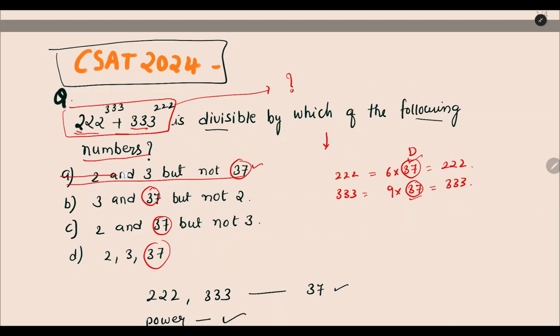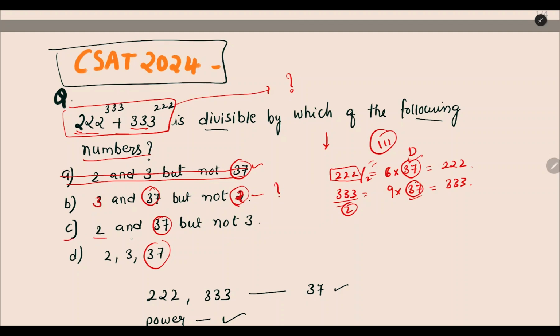So we can eliminate this safely here, right? And again, if you divide by 3 and 37 but not 2, we will check. Here, 222 can be divided by 2, right? So 111 will be the answer. 333 cannot be divided by 2, right? So it cannot be divided by 2. So you keep hold on this option.